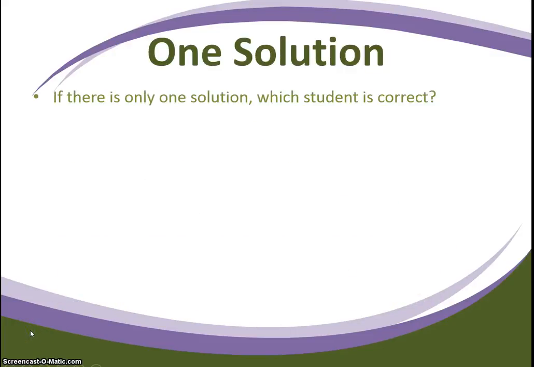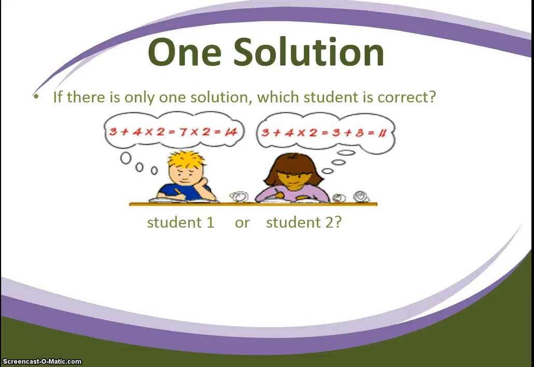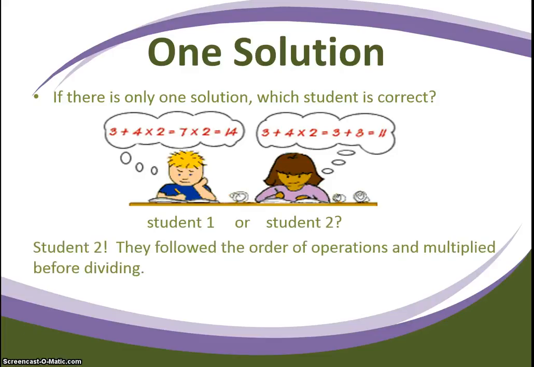So if there must be one solution, which student is correct? Student 1 or student 2? Well, student 2 is because they followed the order of operations and multiplied before adding.